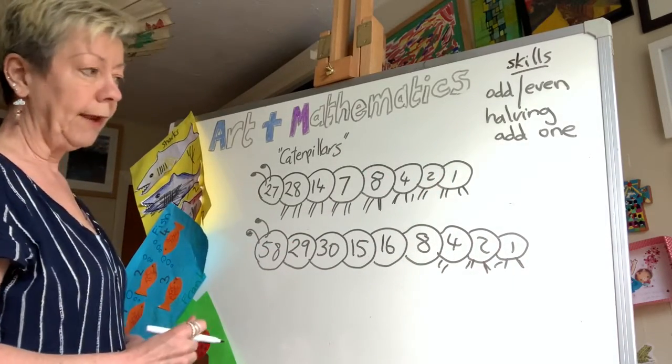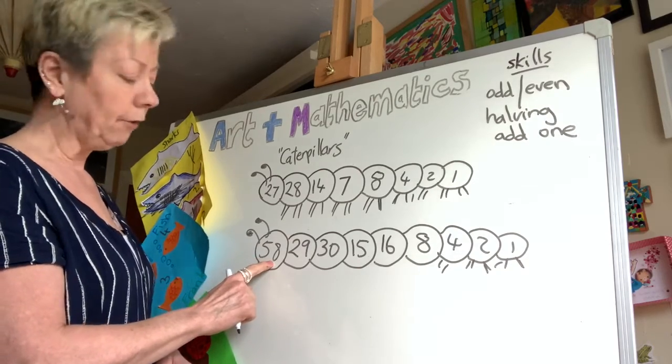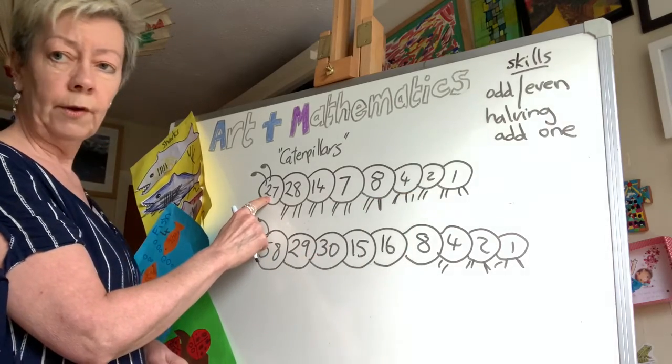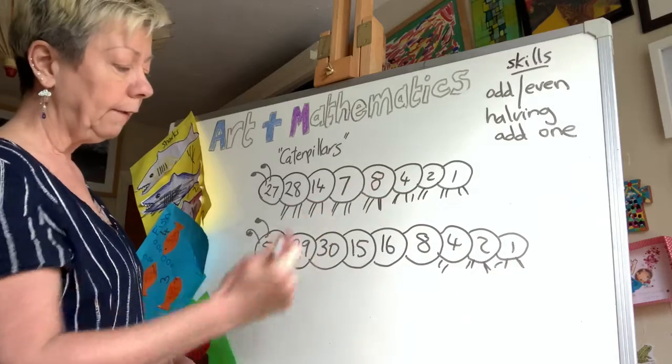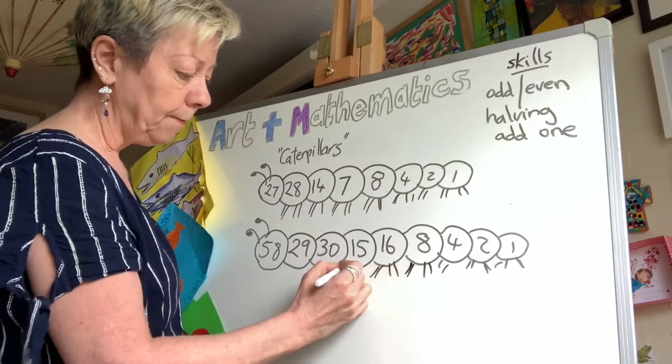So you might be saying to yourself, well, I wonder, do even 2-digit numbers make longer caterpillars than odd 2-digit numbers? So that might be an investigation you could carry out, see if you can prove that or come to some kind of general statement about it.